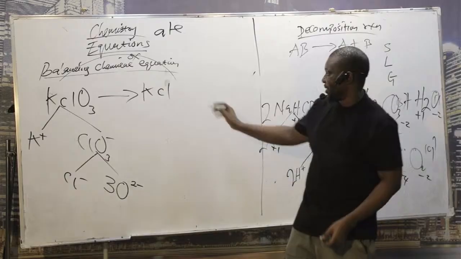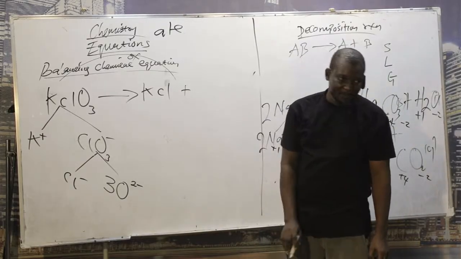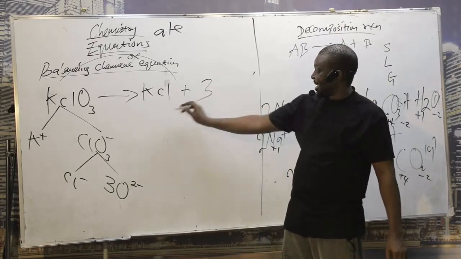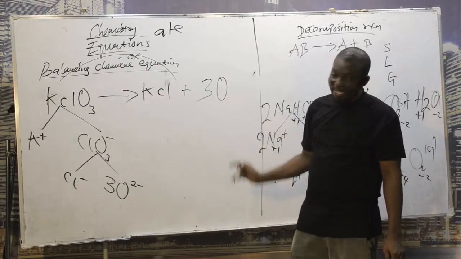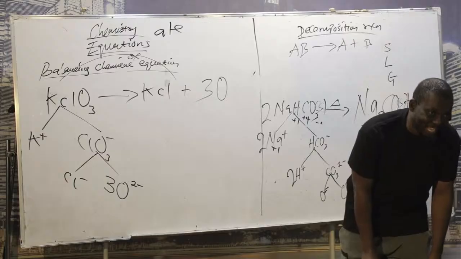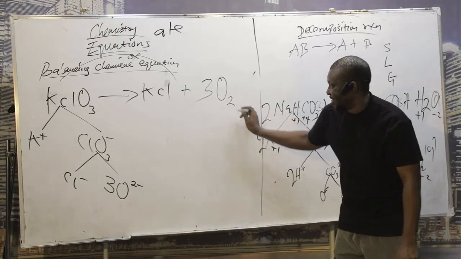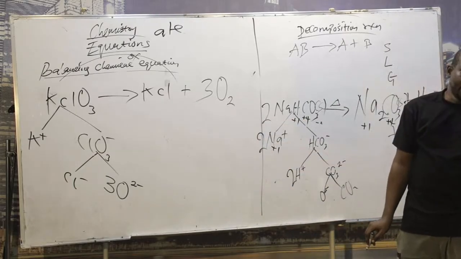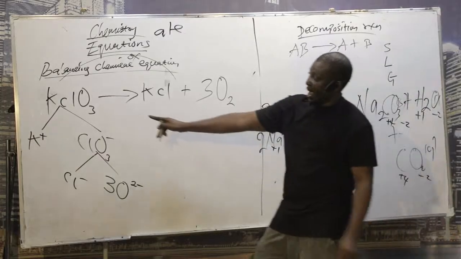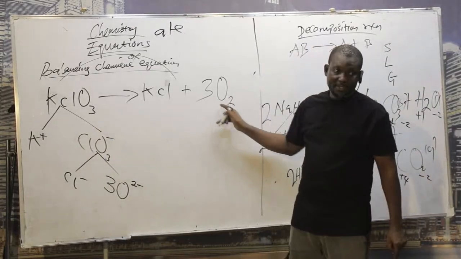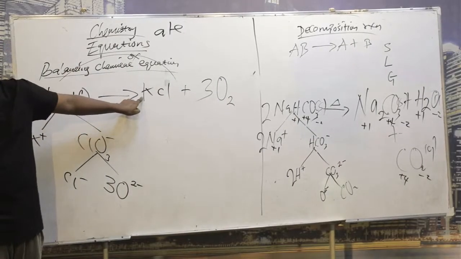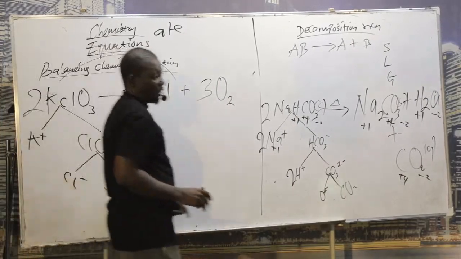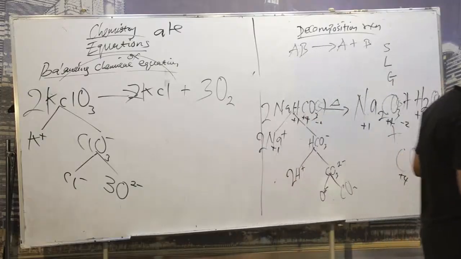If I want to write the equation here now, how many O are you seeing here? 3 O. But O does not exist as O. O is a diatomic gas, so it will be O2. But the problem is O is 3 here. So to balance it, we put 2 here, and that also affects this one. The equation is now balanced.